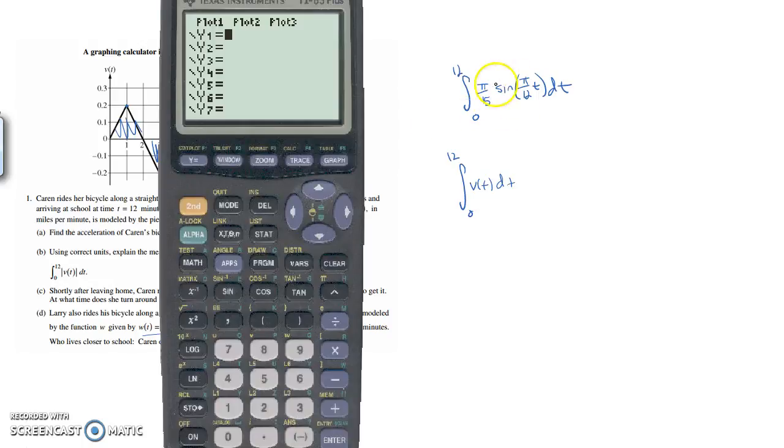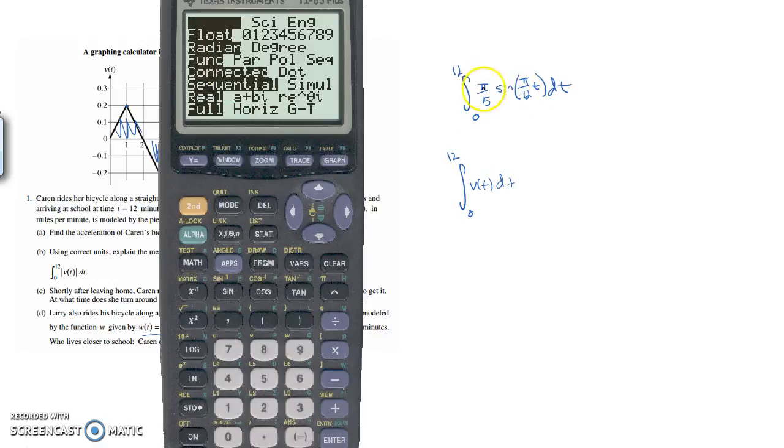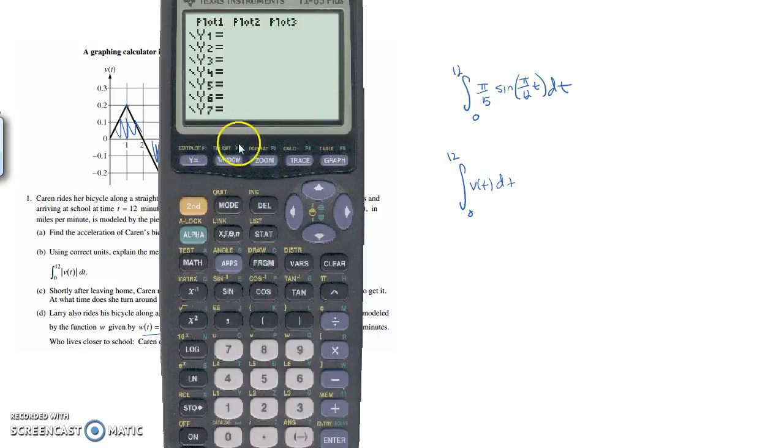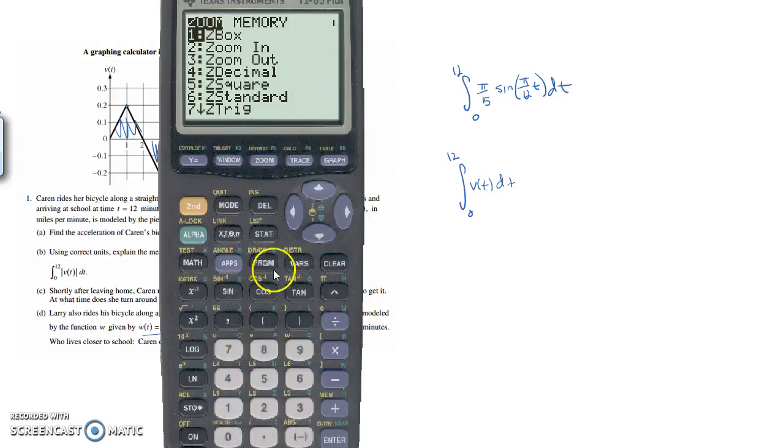As far as finding this guy's integral on your calculator, first off, make sure you're in radian mode because we are dealing with a trig function. It will matter. We'll go into y equals and we'll go ahead and type that function in. My calculator's a little bit older than yours, so it won't look as pretty, but I'll just go ahead and type that function in. Since we're going from 0 to 12, I'm going to change my window to go from 0 to 12, and then I'm going to use the zoom fit to get a picture of the graph.